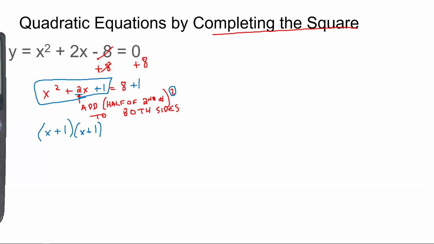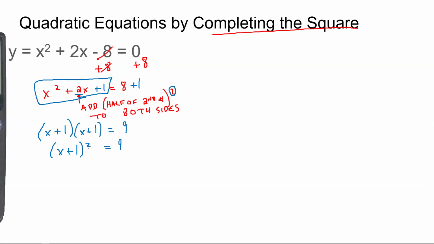When you take half of that number and square it, add that to both sides, you're guaranteed to have something over here that will factor, and it will factor as a perfect square. So I can write x plus 1 squared, okay? On the right-hand side here, I've got 8 plus 1, which would be 9. So it looks like that.